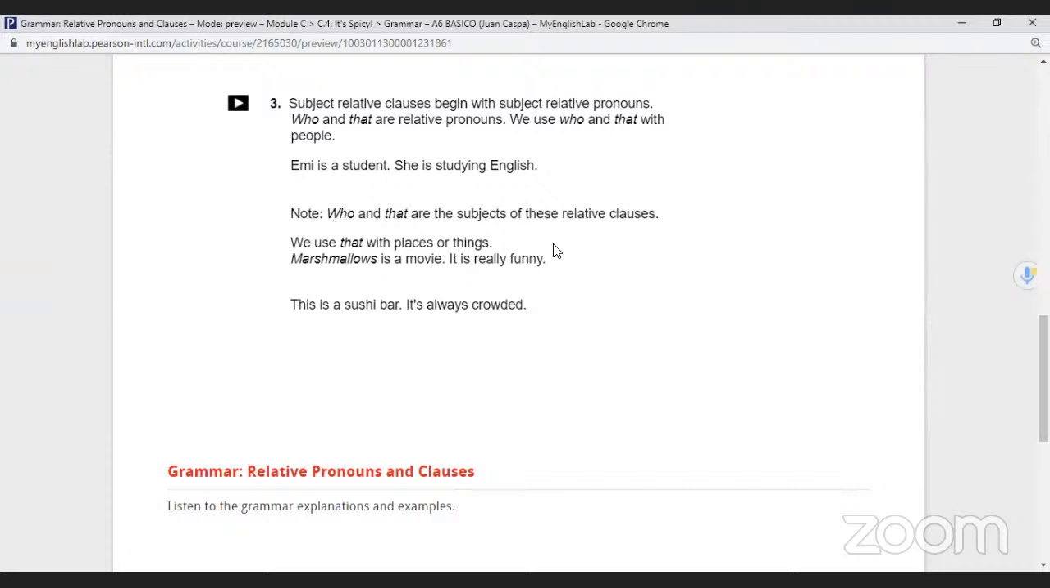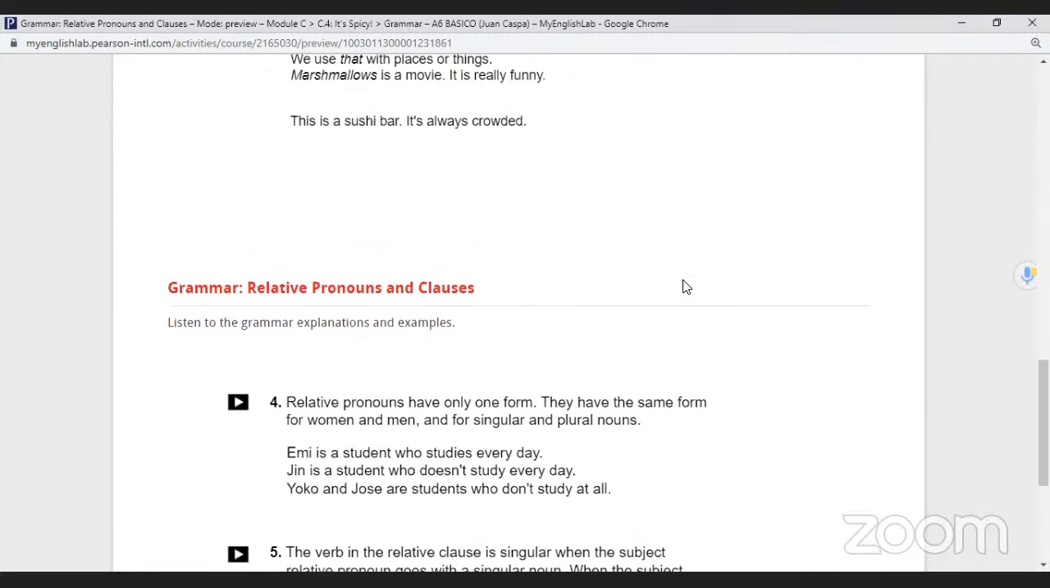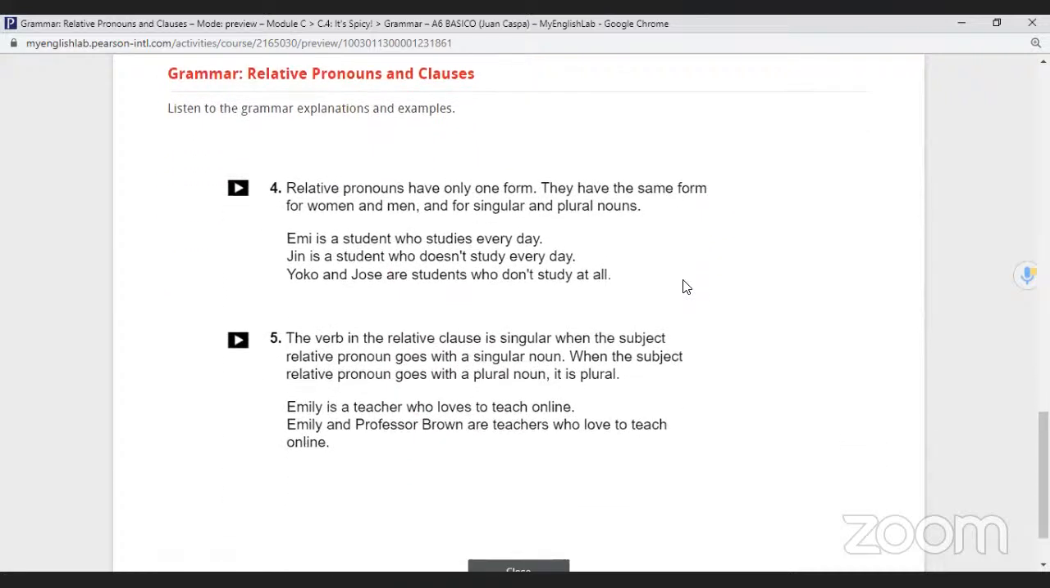We use that with places or things, and for example, Marshmallows is a movie. It's really funny. And this is a sushi bar. It's always crowded. Relative pronouns have only one form. For example, Amy is a student who studies every day. Or Jean is a student who doesn't study every day.